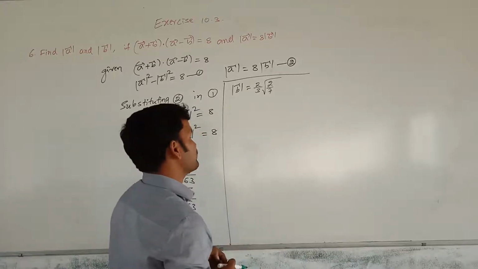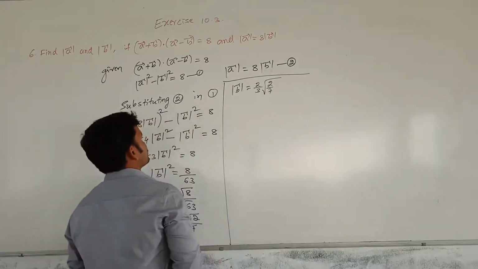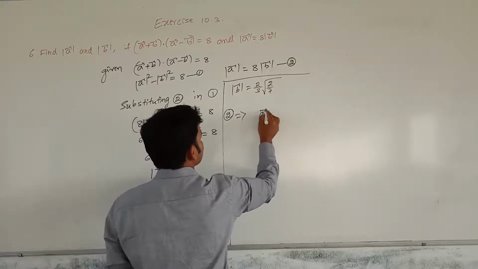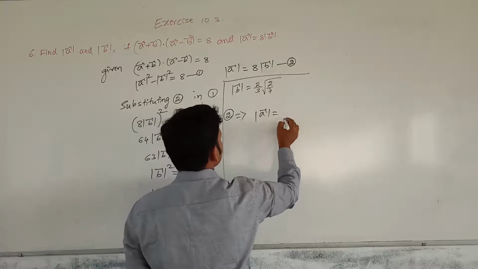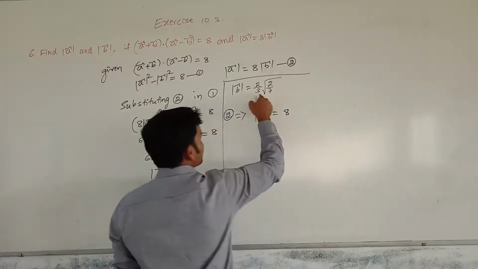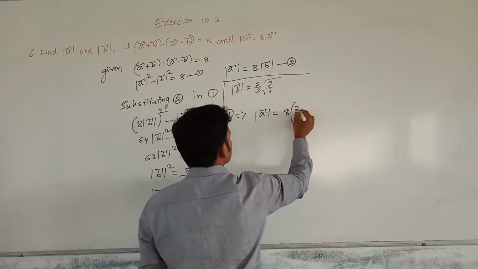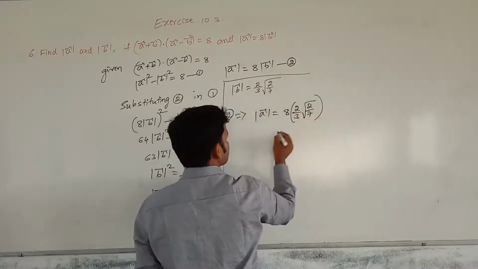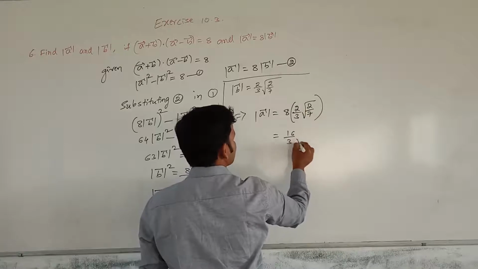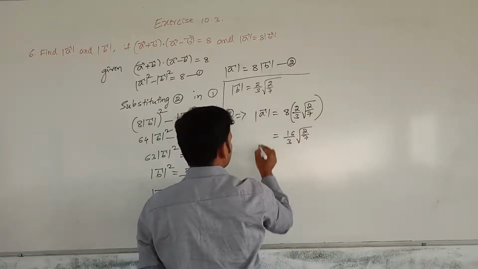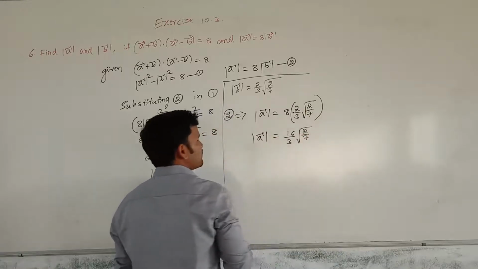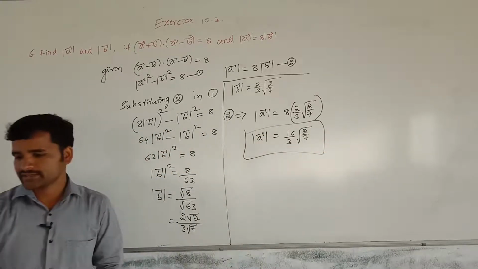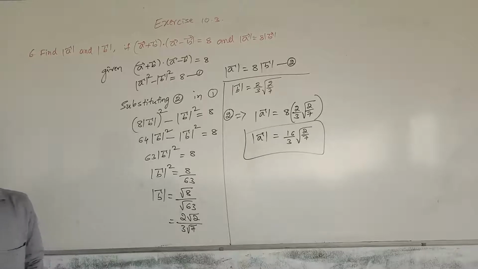Then finding the magnitude of vector A is very simple. Substitute in any one of the expressions. Substituting in equation 2, equation 2 implies magnitude of vector A is equal to 8 times magnitude of vector B, means that is 2 by 3 into square root of 2 by 7. 8 2s are 16. 16 by 3 into square root of 2 by 7. This is magnitude of vector A. So this is the answer for question number 6.